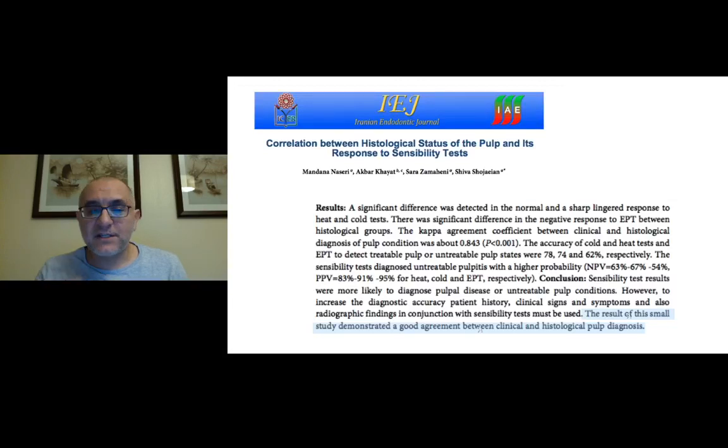And in this research here, you have Mandana in Iran. He found that there is a good agreement between clinical and histological pulp diagnosis. When you see symptoms like extended pain on stimulus, this does reflect irreversible pulpitis. Minimal pain on stimulus also shows that this is early stage irreversible pulpitis.